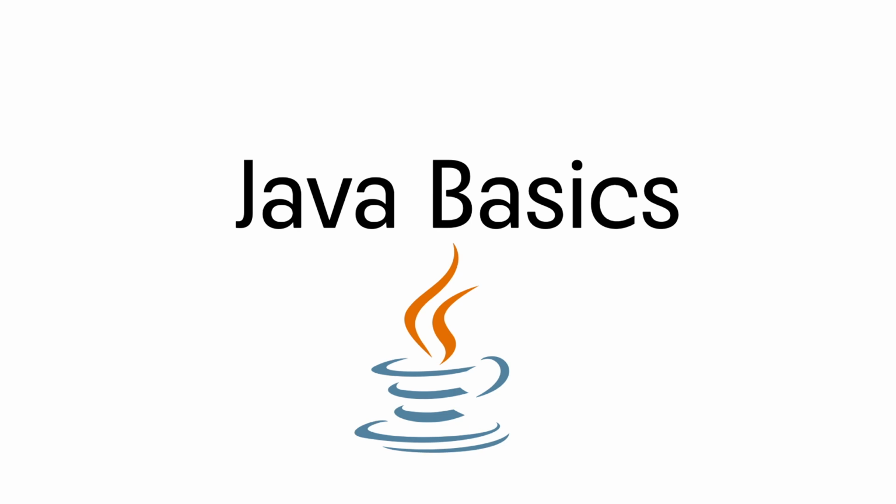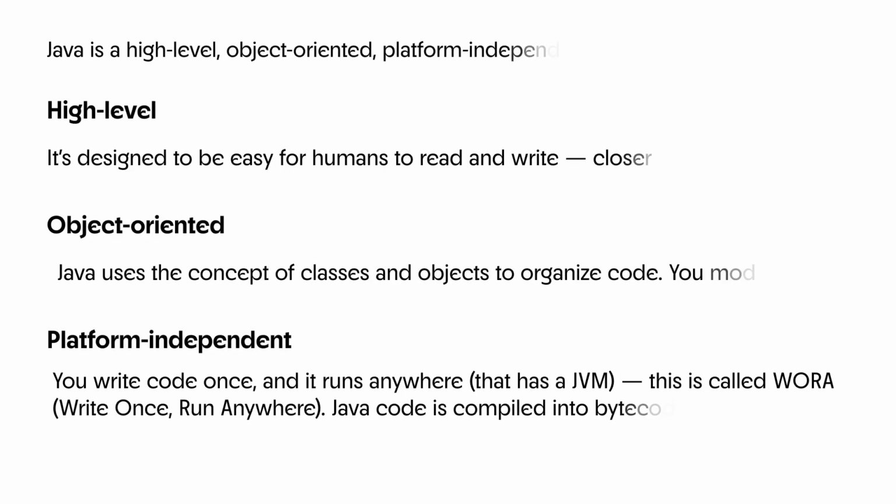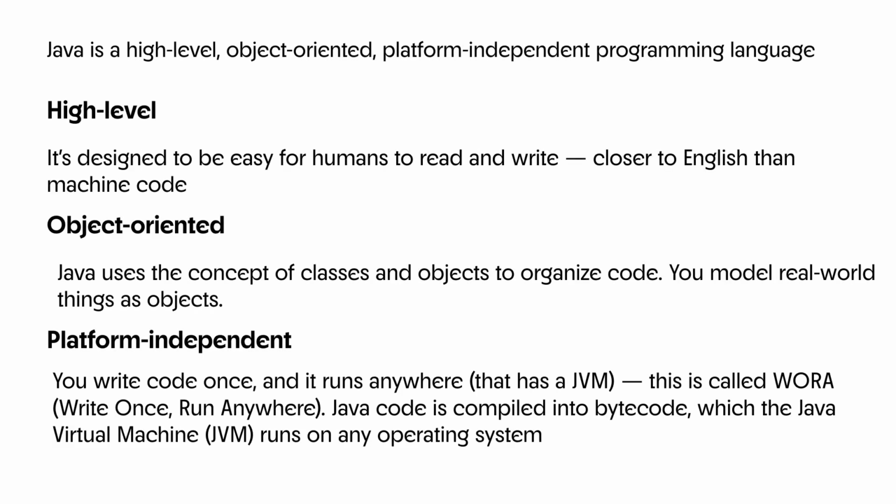Let's jump right in. Java is a high-level, object-oriented programming language that's designed to be simple, secure, and portable, which means you can write your code once and run it anywhere, as long as there's a Java virtual machine installed. It uses the concept of classes and objects to help you model real-world things in your programs, making your code more organized and reusable. Because Java compiles your code into something called bytecode, it doesn't matter what operating system you're using, Windows, Mac, or Linux. The JVM takes care of running it the same way everywhere. That's why Java is so popular for building web applications, Android apps, and big enterprise systems.